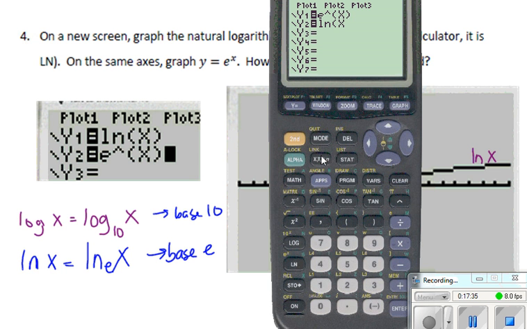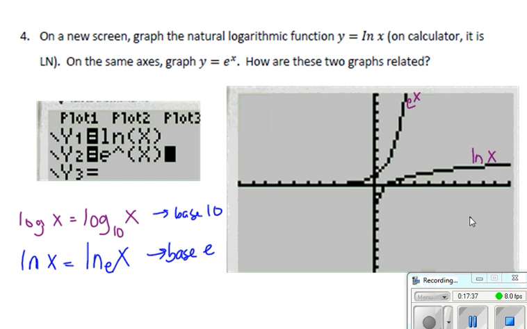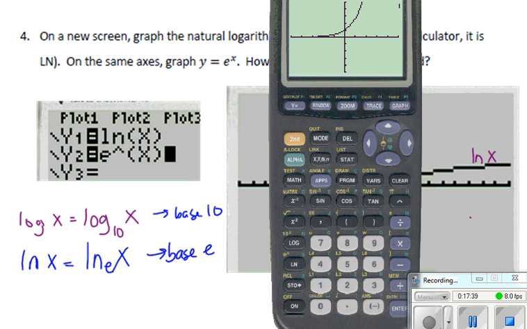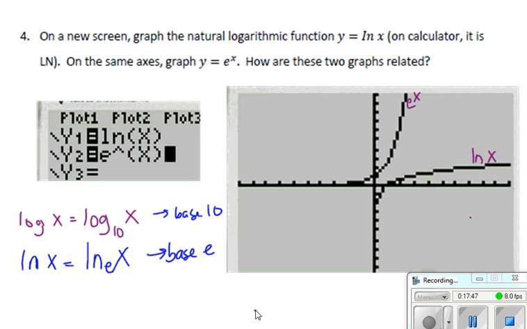So if I were to graph these two, this is what it should look like. I think my windows are a little different, but pretty close. Okay, so again, these guys are inverses of each other. Actually, if you could write that down, it's not on this graph. I want you to draw this graph. Really, just a rough sketch.